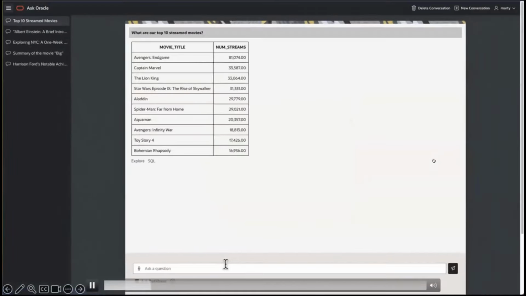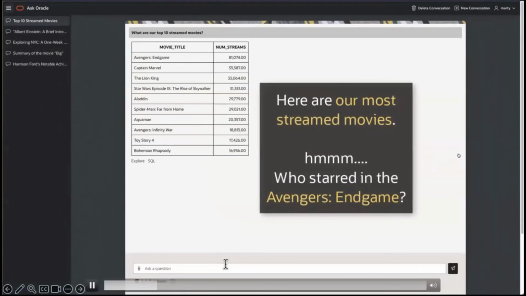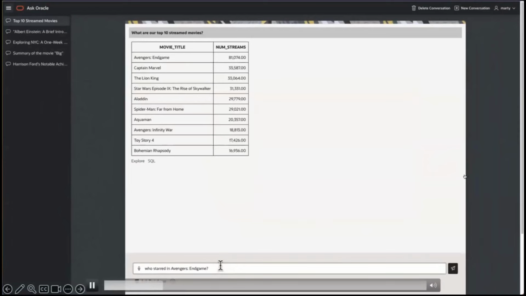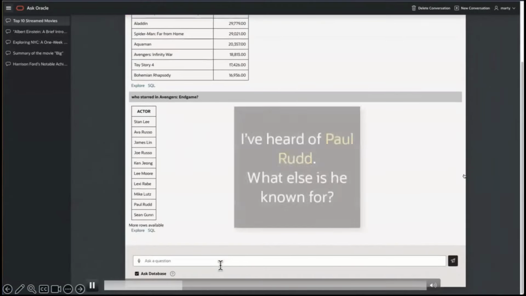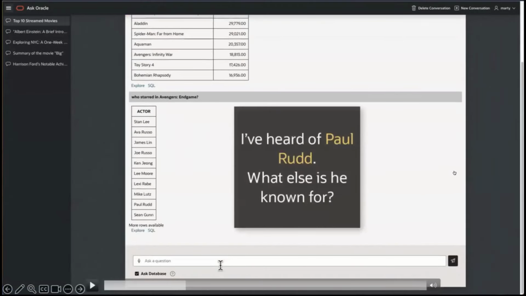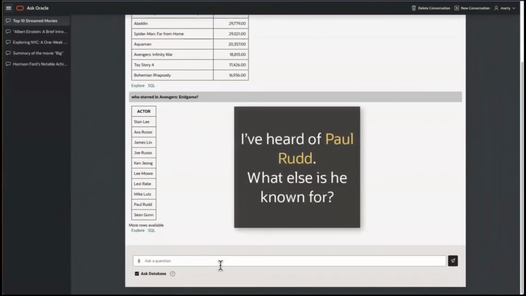Okay. So after that, you get the result, and then you say, okay, who starred in the Avengers Endgame? And that's a direct question that you're sending to the system. So the system is processing the question, connecting to the LLM, bringing the results back, and basically the actors for that movie. And as you can see, Stan Lee was there as an actor, but there you also have Paul Rudd.